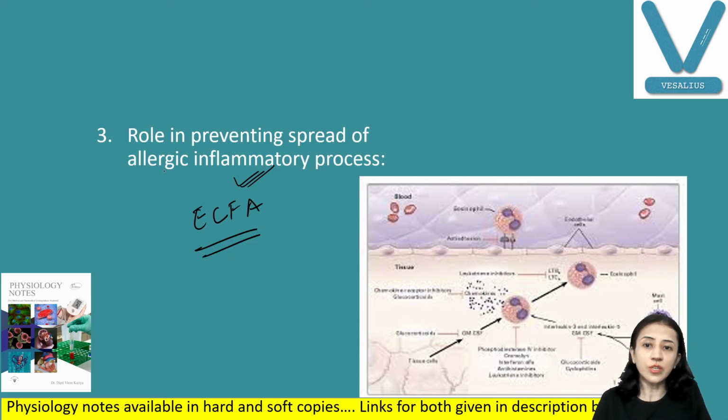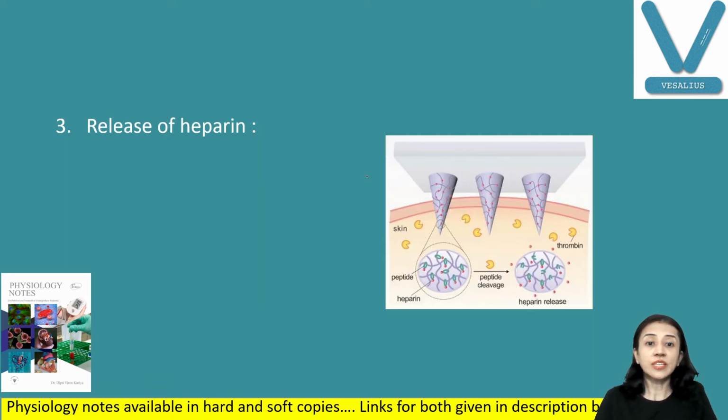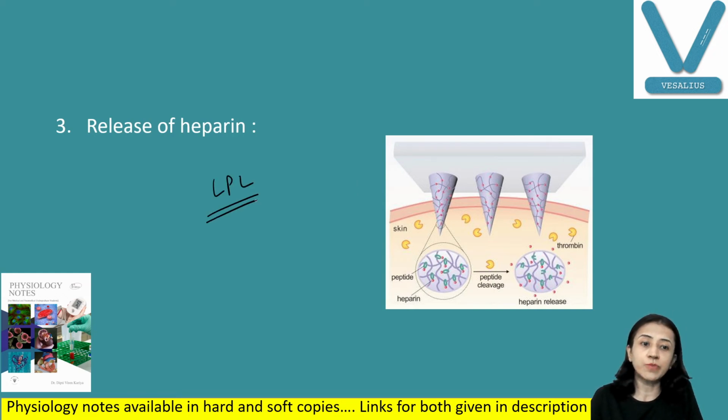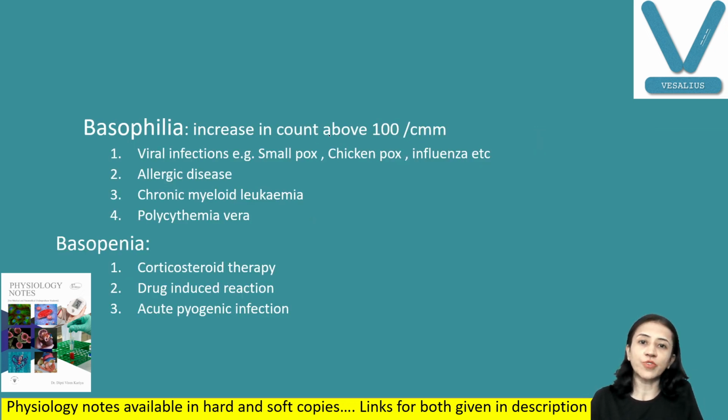What they do is cause phagocytosis of the antigen-antibody complex which is produced at the time of allergy. Now, they also release heparin. What is the role of heparin? Heparin is an important anticoagulant, and they also activate the enzyme lipoprotein lipase, which removes fat particles after a fatty meal. Then basophilia: an increase in the basophil count above 100 absolute count per cubic millimeter.